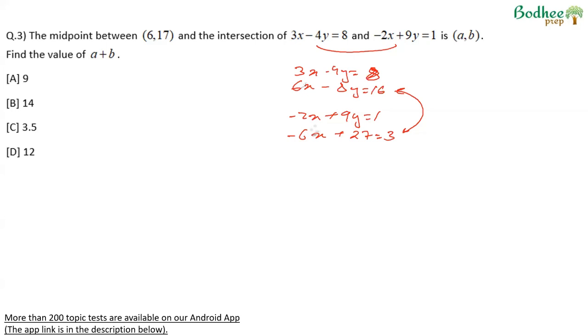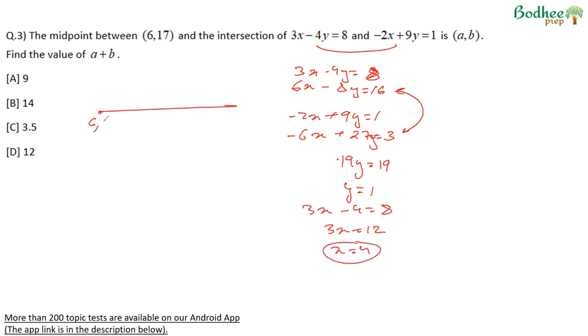Add these two: 6x minus 6x is 0, minus 8y plus 27y is 19y, and 16 plus 3 is 19. So y comes out to 1. Put the value of 1 for y here: 3x minus 4 is equal to 8, 3x is equal to 12, x is equal to 4. Therefore, we have to find the midpoint of (6, 17) and the intersection of the two lines, which is (4, 1).